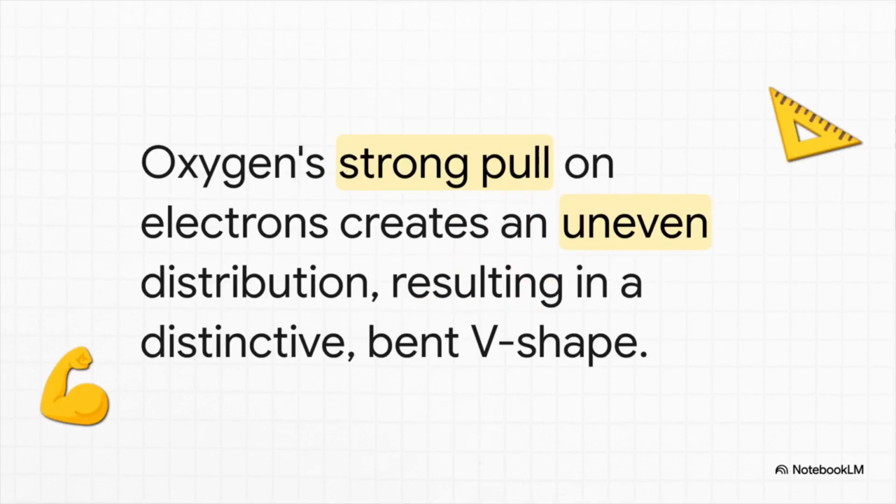Okay, remember how we said oxygen has that stronger pull? Well, that's the key. Even though it's sharing electrons with the hydrogens, it's not sharing them fairly. It's kind of hogging them. So the electrons spend way more time hanging out near the big oxygen atom and less time around the hydrogens. And this unequal tug-of-war is what actually pulls the hydrogen atoms in, creating that very specific bent V-shape.